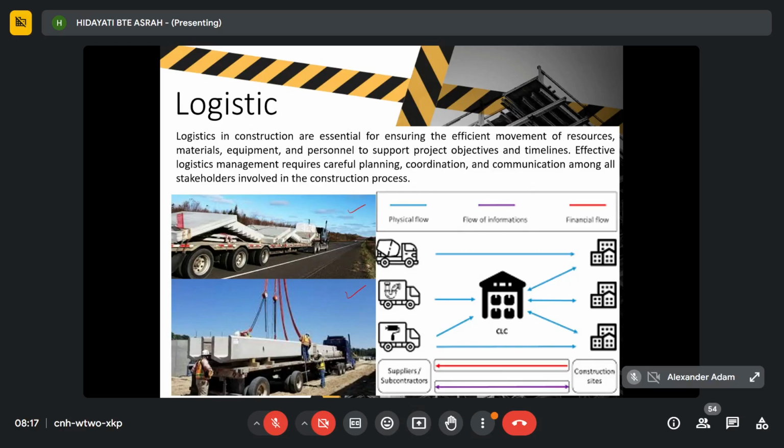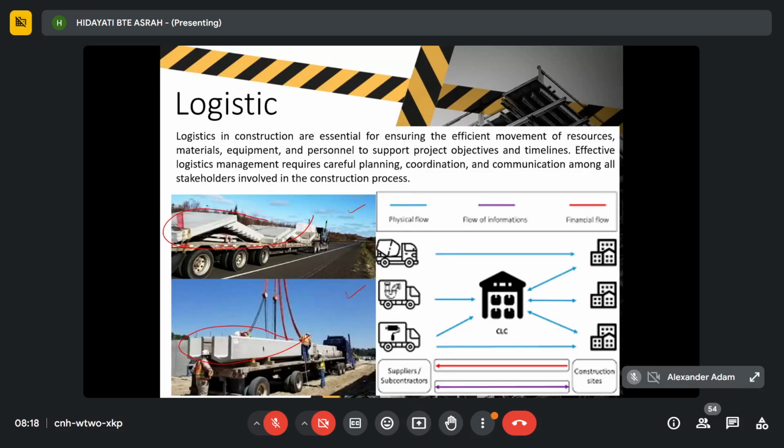Okay, so the material here is the precast. If you see here, this is the precast panel, so that is the material, and the equipment is the crane. Also, there is a crew that will use them. Getting all these three components to the place at the same time is what logistics does. So that is about logistics.